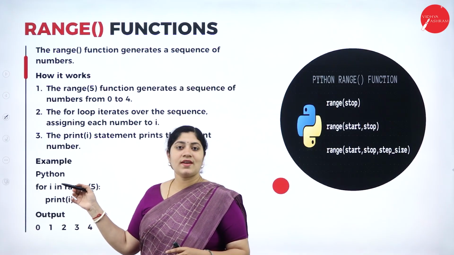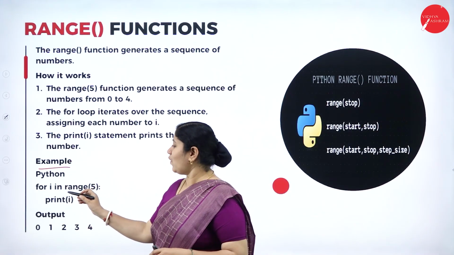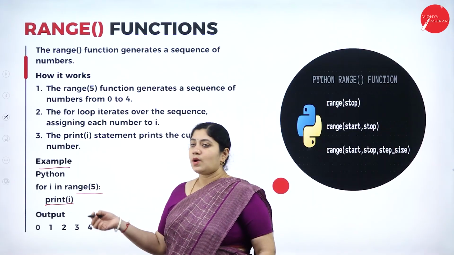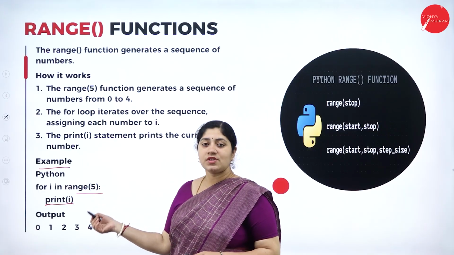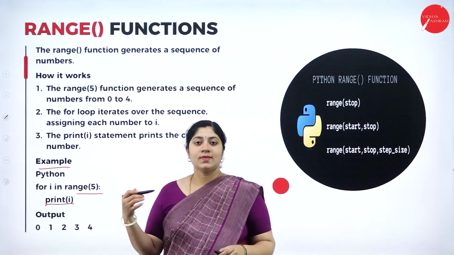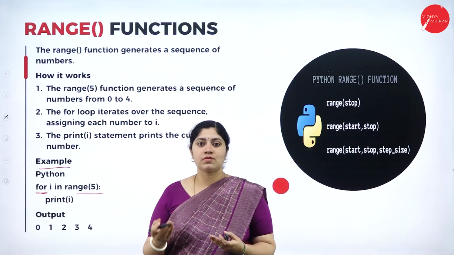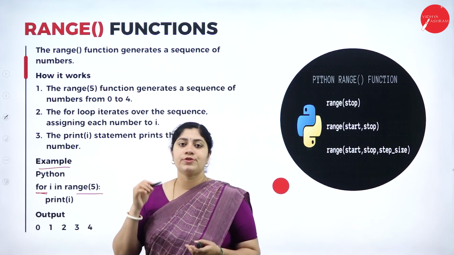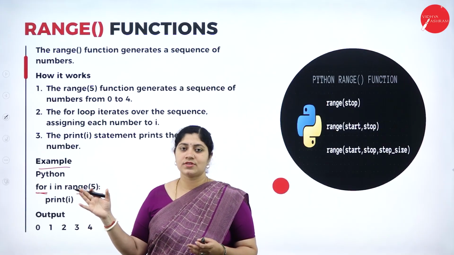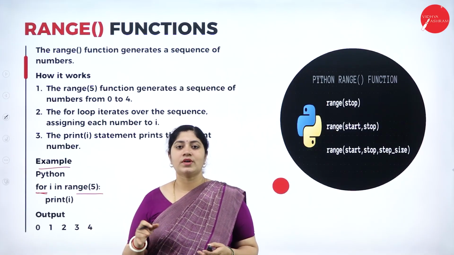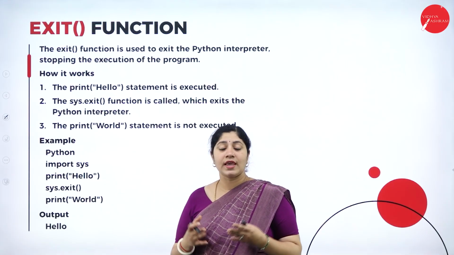Alright, let's consider an example for this. We are considering the looping statement for i in range(5). What happens here is, with respect to this example, it generates a sequence of numbers from 0 to 4. Next, the for loop will iterate over the sequence by assigning each number to i. Then the print statement will print the current number. So this is all about the range function. Let's move forward with the next type of function, that is the exit function.